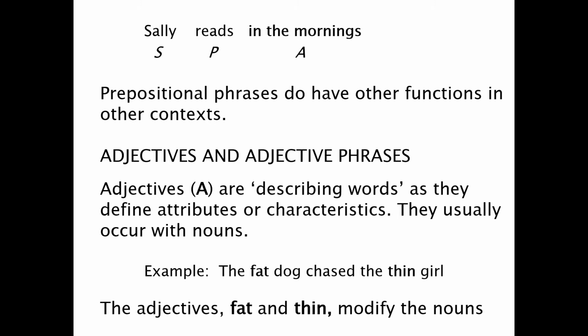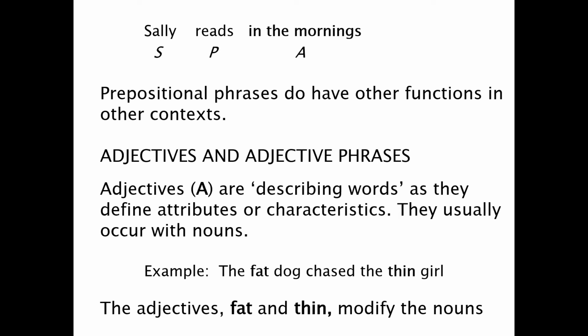I would say the house is old. The house is beautiful. So beautiful is a complement of the subject, and it is neither pre-modified nor post-modified. Example: the fat dog chased the thin girl. You see, fat is an adjective and thin is an adjective. The adjectives fat and thin modify the nouns dog and girl.